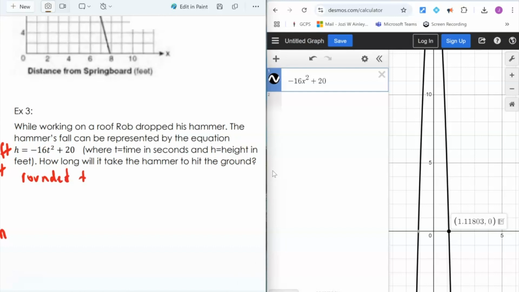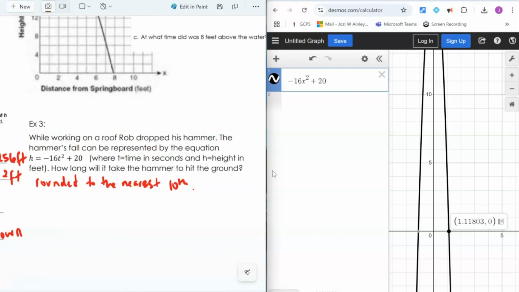Now, usually they do need to go ahead and tell you rounded to the nearest something. Nearest, let's say, 10th. All right, so I'm going to go ahead and teach you how to round in the calculator. So I'm going to make some notes here. Please definitely write this down because this is the first time you're doing it in the calculator.